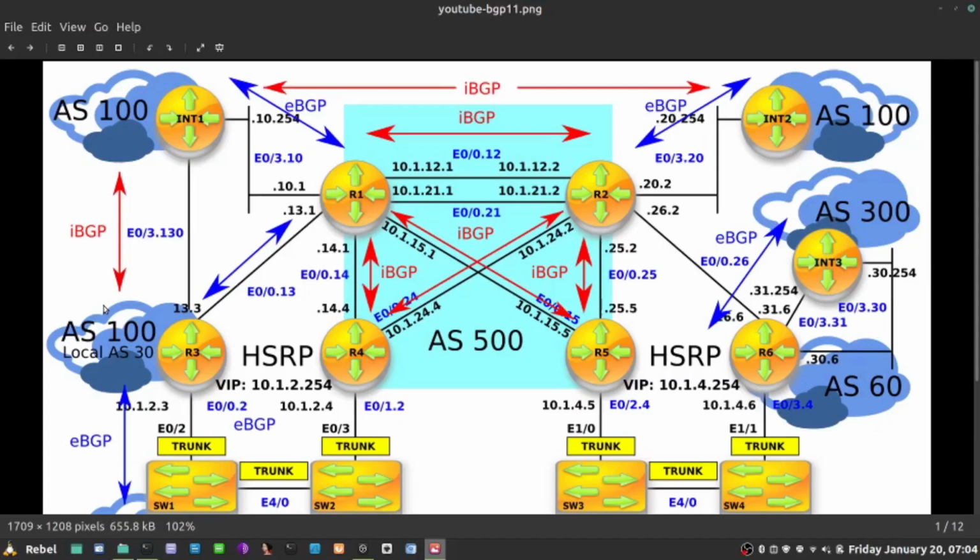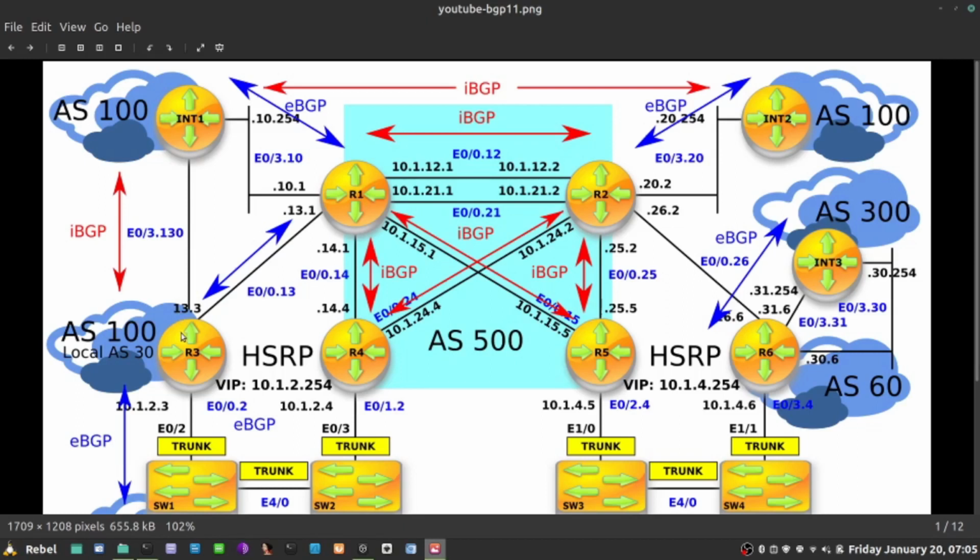In this video clip, I'm going to finish the configuration of local AS migration from autonomous system 30 to autonomous system 100. So the story so far was that R3 was running autonomous system 30. It was acquired by the company that runs autonomous system 100. And obviously we had to reconfigure the router 3 BGP configuration so that it matches 100.